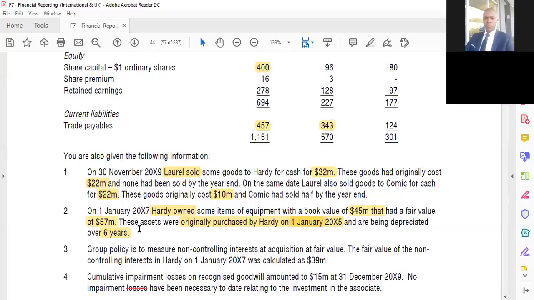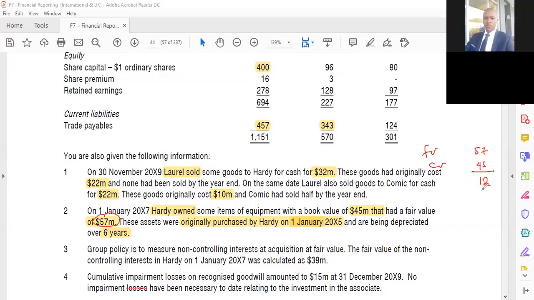Here we are going to work out a simple calculation. Remember the fair value adjustment. The fair value adjustment is a very easy calculation. We have the asset value of 57, so we simply say the fair value was 57. And then the carrying value was 45, which gives us a gain of how much? Of 12.